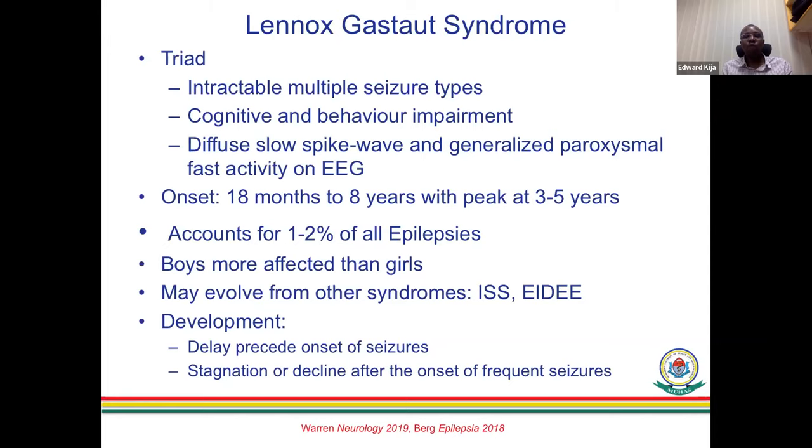It may evolve from other earlier onset DEEs, which include infantile spasm syndrome, in which 30% of these evolve into LGS, as well as the early infantile DEE. Patients with LGS may have an underlying developmental delay before the onset of the seizures, or some may have normal development, but then they have developmental stagnation or developmental regression after the onset of the seizures.